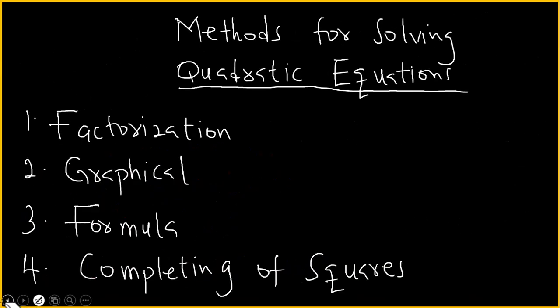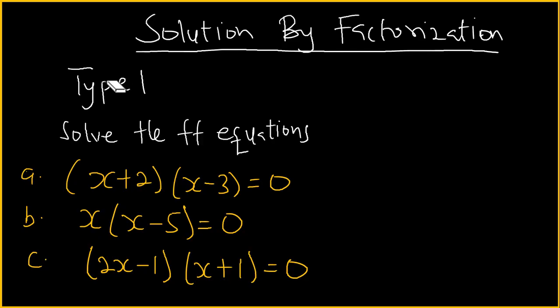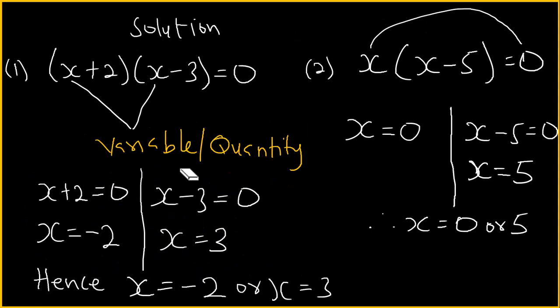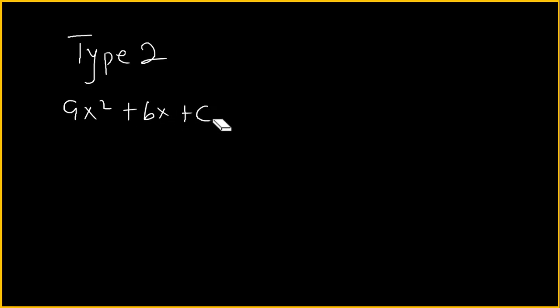So our next aspect is to move on to the next type. This is type 1, when the equations are given this way into separate factors. This is how to solve them. Let's move on to a different type, type 2, still under the factorization method. When the equation is given in the general form, which is ax squared plus bx plus c is equal to 0, how do we solve this?